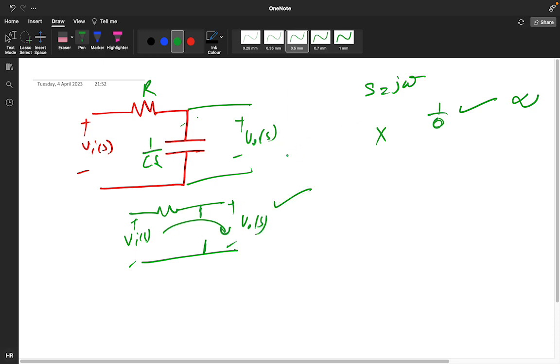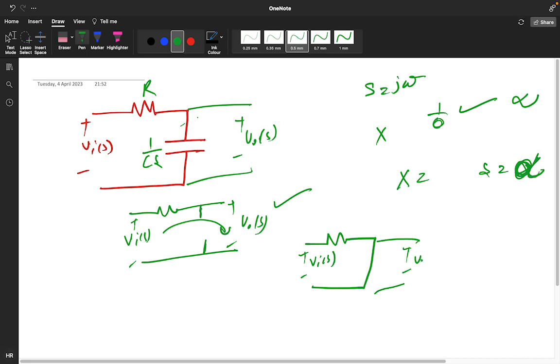So at 0 frequency it is working, but when you substitute s equals infinite, you are getting 0, which means this will become short circuited. With plus minus Vi of s and plus minus V naught of s, all the current is getting grounded here, and you are getting 0 voltage, meaning you get nothing at high frequency.